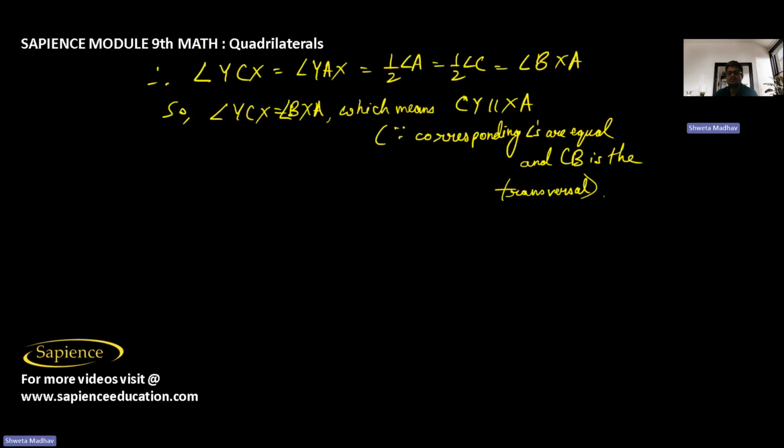CB is the transversal. So therefore, I can say AX is parallel to CY. So hence proof.